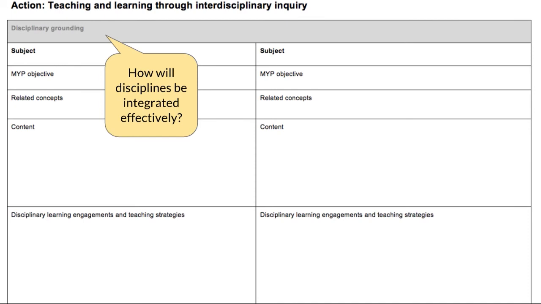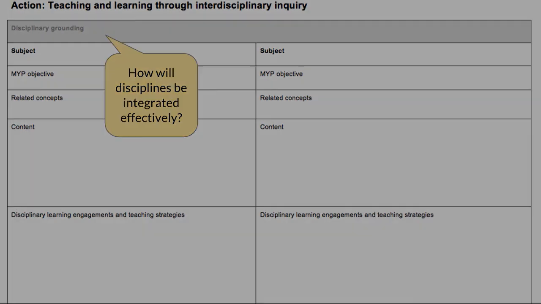The action section is going to be done separately by each of you. This is about disciplinary grounding, and you think about how your subject will contribute to the interdisciplinary unit. So you need to write down the subject, your subject-specific objectives, the related concepts. Remember that key concepts will not go here, but they will be used for the whole interdisciplinary unit. So your related concepts, 1 or 2 maximum, what content you're going to cover, and then the disciplinary learning engagement and teaching strategies. That's basically the different activities that you will design.